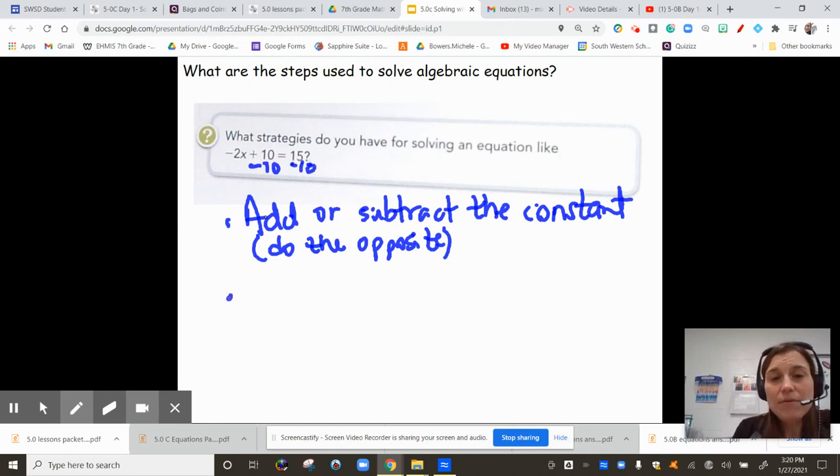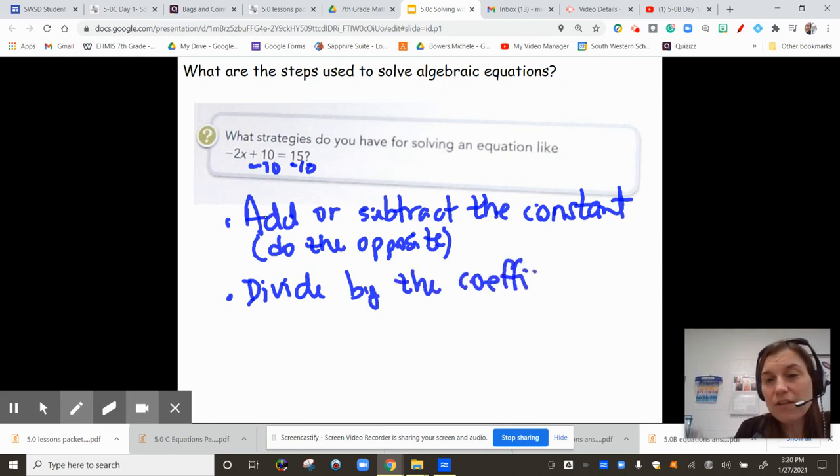Our second step, at that point, we should have just the variable with the coefficient in front of it on one side, and we should have a constant on the other side of the equal sign. So you have bags on one side and coins on the other. So what we're going to do is we are going to divide by the coefficient. Now I'm going to say what the coefficient is here in a minute, and you're going to see why I write coefficient instead. You're like, oh, what's a coefficient? You should know what a coefficient is, but anyway.